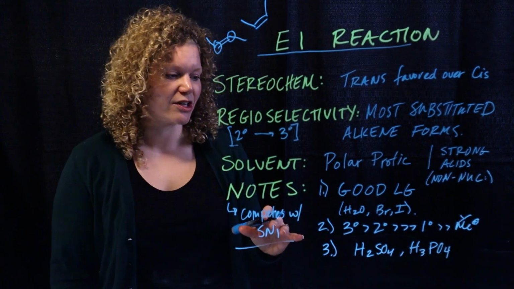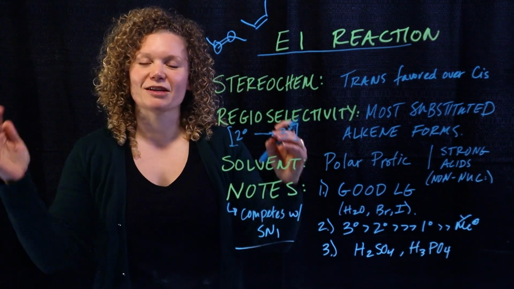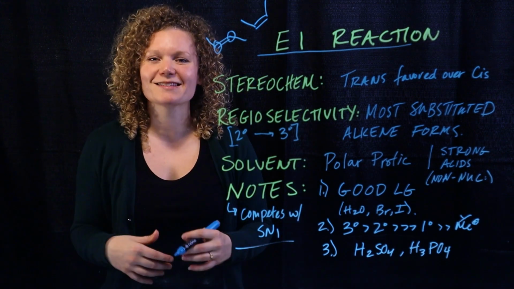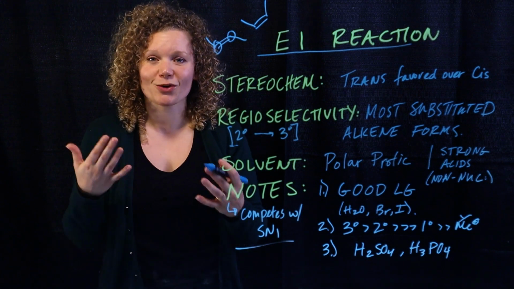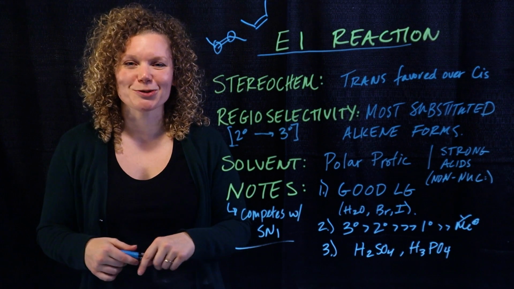Again, use the notes section as a way for you to remember. As you go through practice problems, you're going to find little things you want to add to your reaction sheet. This is a way you can compile what you've learned so you have it all on one sheet. So that's it for the E1 reaction sheet.